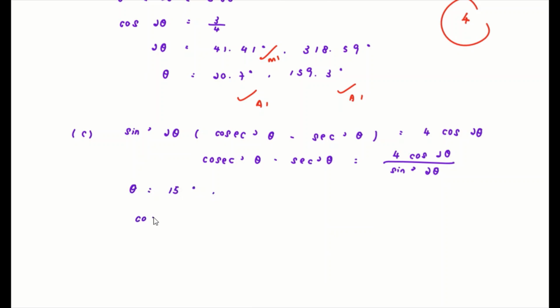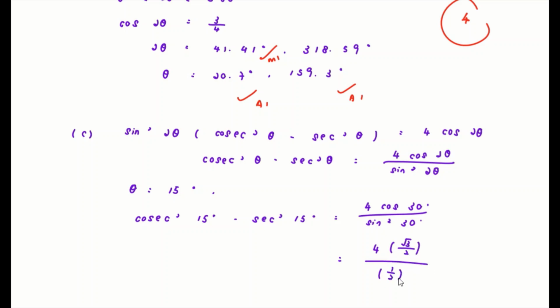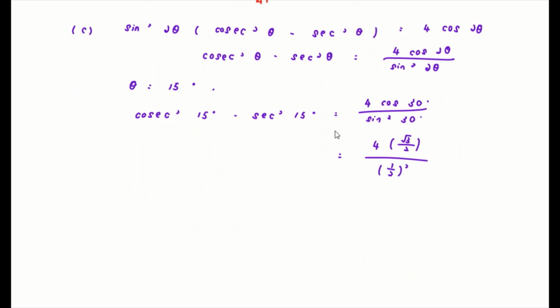So which means cosec square 15 minus secant square 15 should be equal to 4 cos, in this case 2 times 15, right? So you get 30, divided by sine square 2 theta, so that's 30 also. Okay, so this is the special angle. So for cos 30, we have square root 3 over 2. Then sine 30, we have 1 over 2.